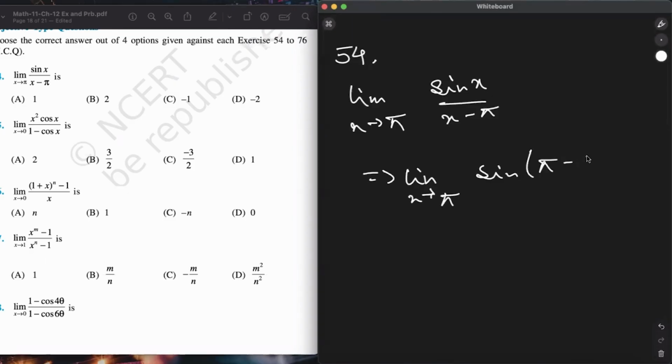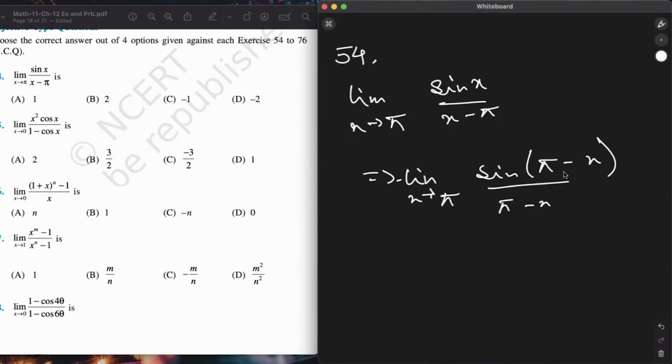Sine pi minus x. When we subtract an angle from pi, the sine remains the same, and in the second quadrant there's a minus sign. The minus sign will also come over here. So it will be minus sine pi minus x, whole divided by pi minus x. All right, now we know what to do.